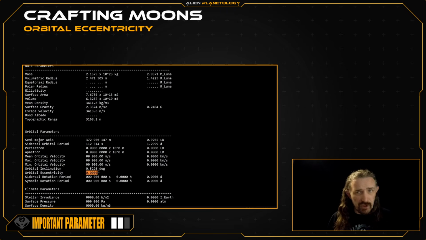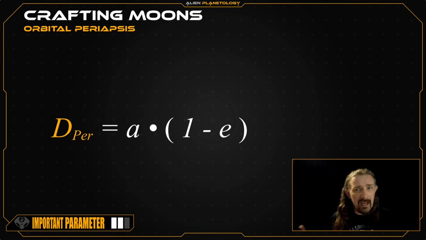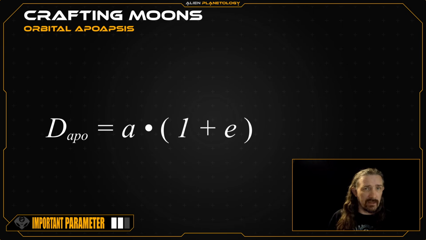Since my moon is a major Jovian moon of a gas giant planet, I'm going to give it an orbital eccentricity of 0.00290837. Once you have defined your moon's eccentricity, you can calculate its periapsis, the point in its orbit where it is closest to the planet, using this equation, which relates the periapsis distance to the moon's semi-major axis times the remainder of 1 minus its eccentricity. Similarly, you can calculate your moon's apoapsis, the point in its orbit where it is farthest from the planet, using this equation, which relates the apoapsis distance to the moon's semi-major axis times the result of 1 plus the eccentricity.